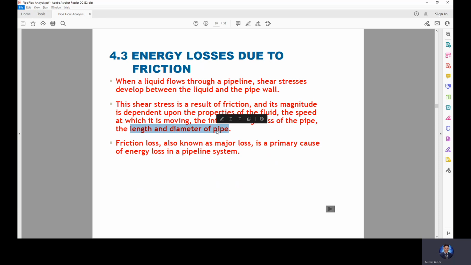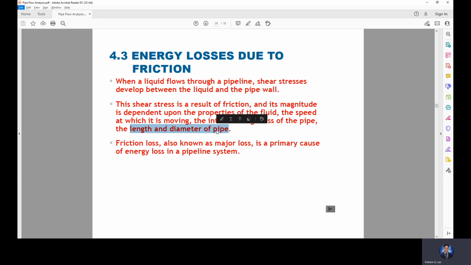So friction loss, also known as a major loss, is a primary cause of energy loss in the pipeline. So we have what we call the major and minor loss. Major loss is friction, because if you compare it with other losses, it is the bulk of the energy loss all throughout a certain system. So friction is the main cause of energy loss.